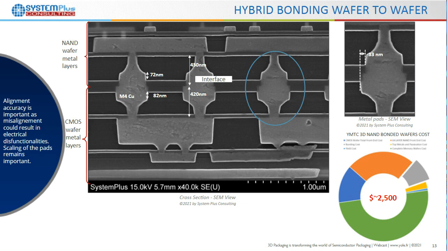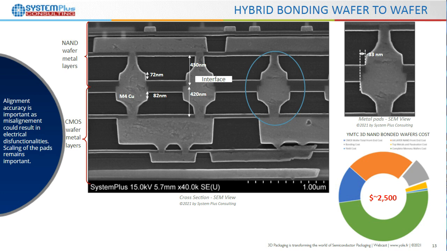So here also we look at the direct bonding. This is a cross-section of the YMTC type of memory. Here the metal layers they form are used as pads to join each other. They are joined together at room temperature. And we have an interconnect that takes part in the last metal layer of the CMOS wafer and the last metal layer of the NAND wafer.